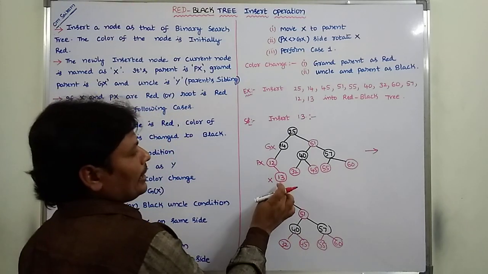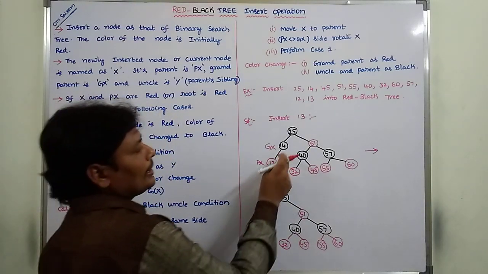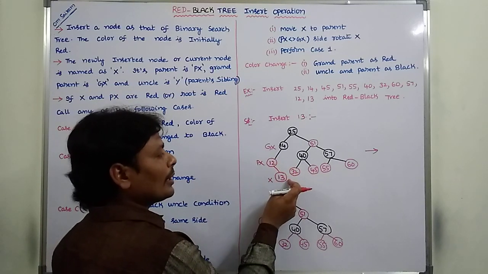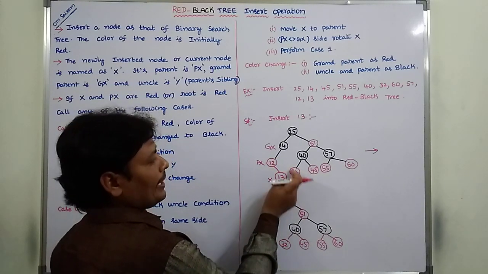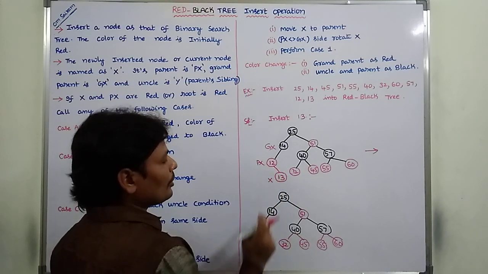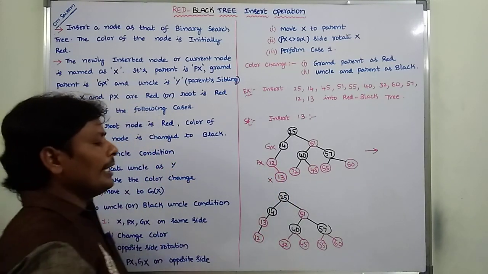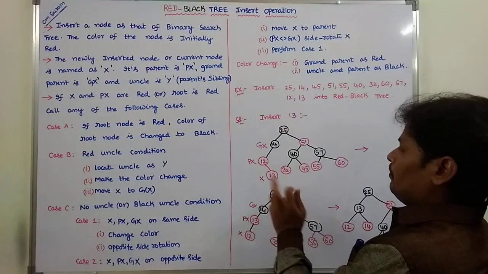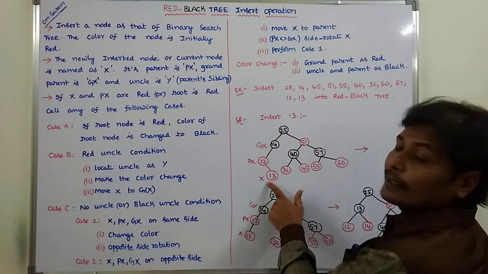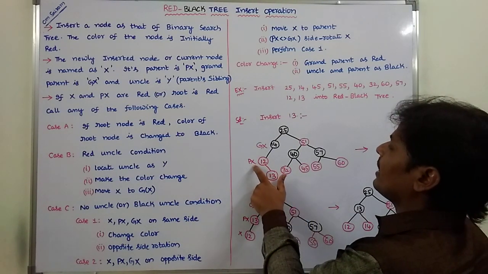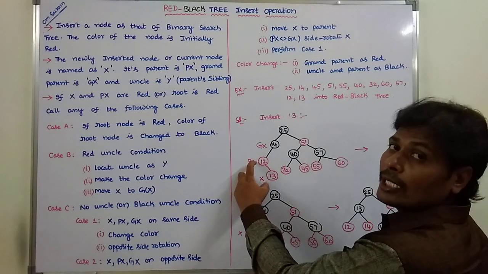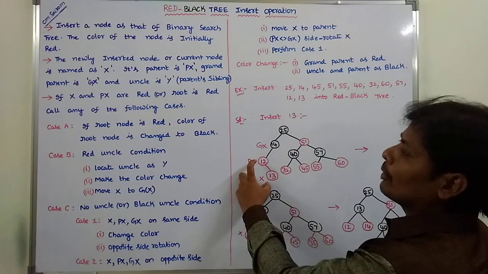Okay, so 13 can, so here this is left and this is right. Then we go to the right rotation first. Right rotation means 13 goes to this place and 12 goes to this place. This is what we are getting. Okay, now so this is after inserting 12, this is x, this is px and this is gx.